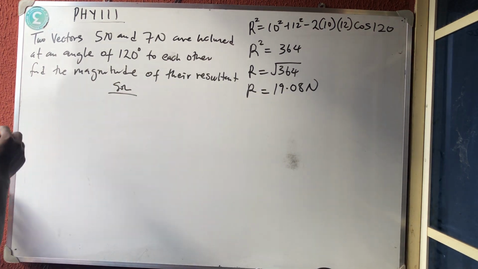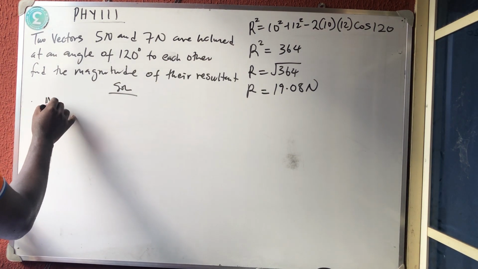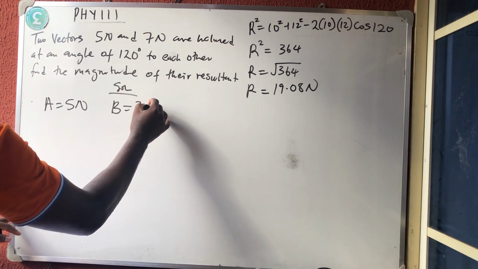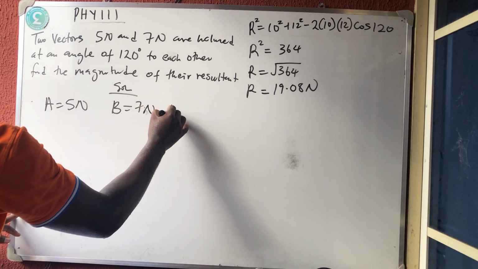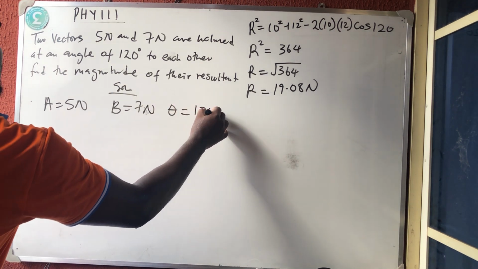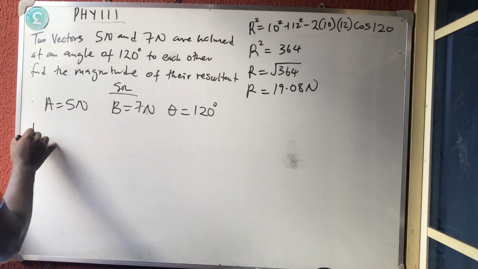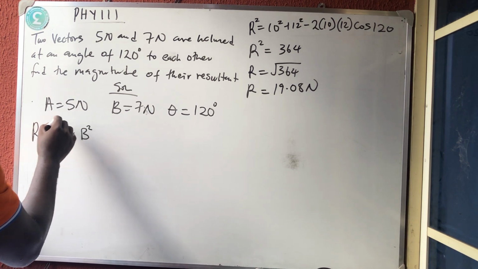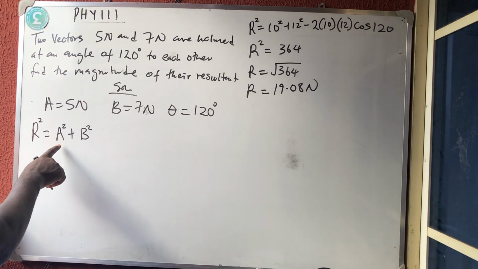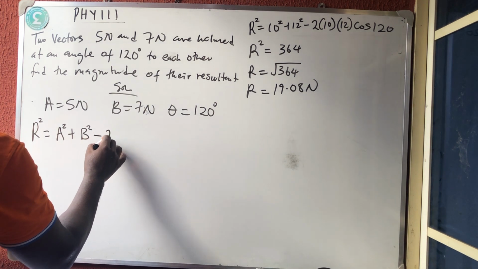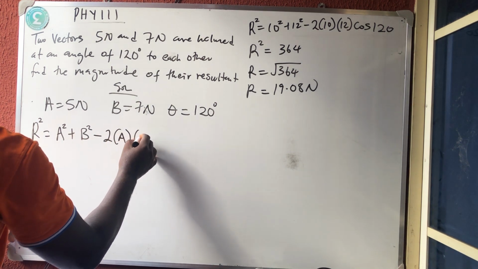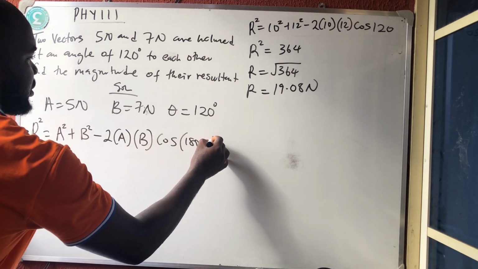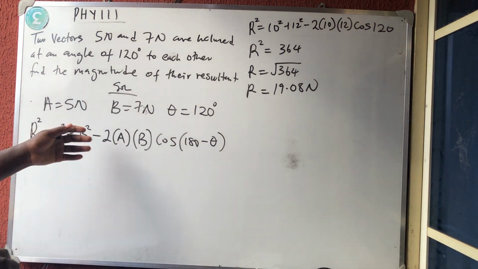Solution. So just know the formula. The formula said that what? Just say that the first one, A, is 5 Newton and B is 7 Newton. And my theta is 120 degrees. The formula says the resultant squared is equal to A squared plus B squared minus 2 times A times B, then cos of 180 minus theta. As simple as that. Once you know this formula, you are done.